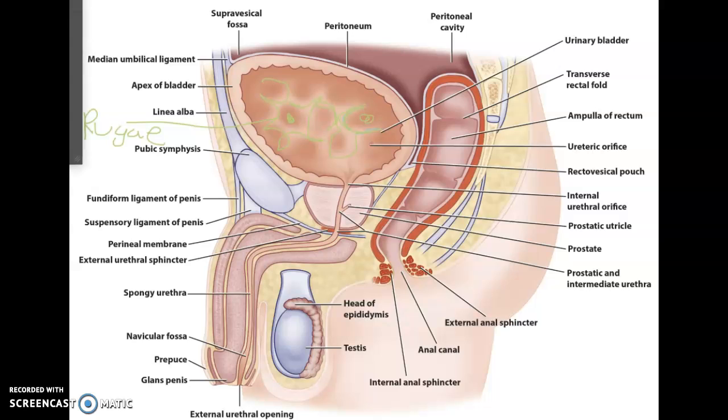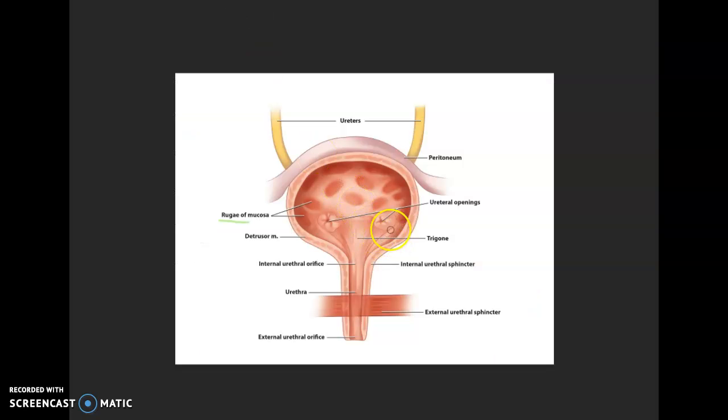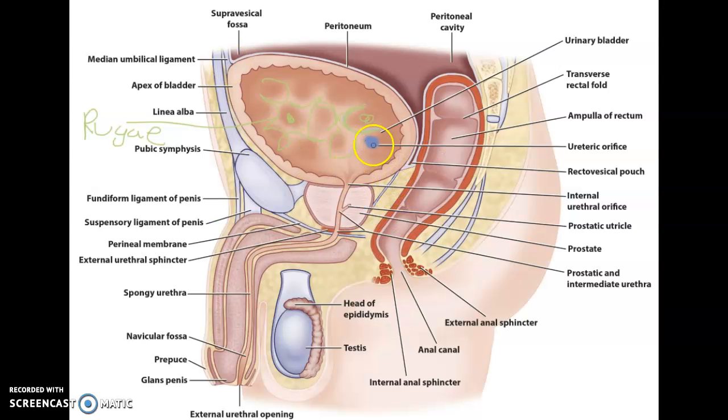Secondly, we need to make the trigone more distinct. So this right here is the ureter orifice. So we're going to actually change that to ureter. And I'd like it bigger. So again, see how nice and distinct these are on this picture? I need that right there.